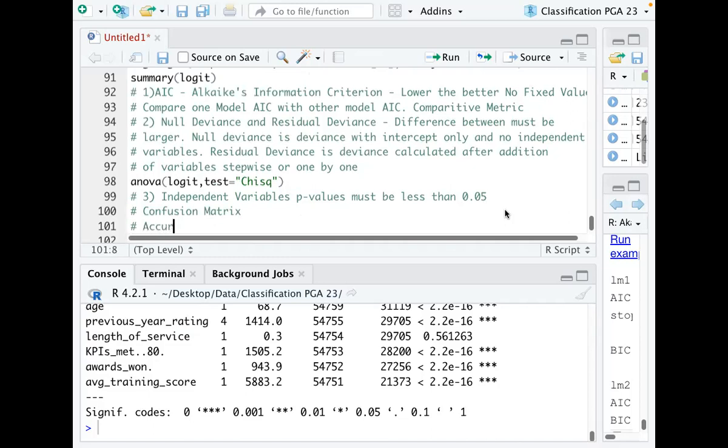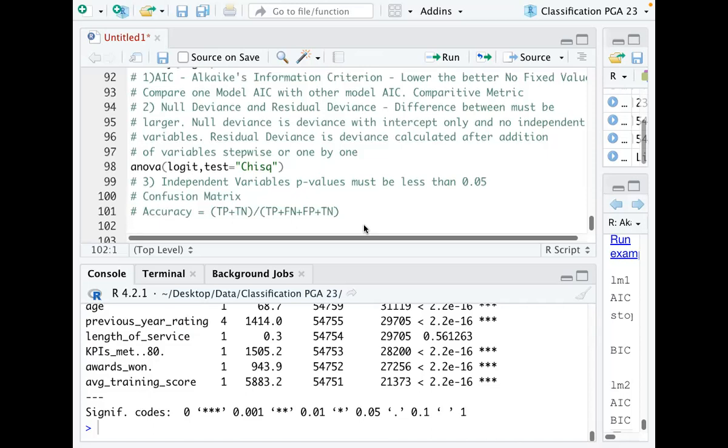So what is the first one? Accuracy, which is TP plus TN divided by TP plus FN plus FP plus TN. So this is, we need to calculate. In Python, it will do it in the backend, because it doesn't give you the statistic metrics, it only gives you the confusion matrix based accuracy. In R, we get the statistics metrics first, then we have to manually calculate the accuracy.